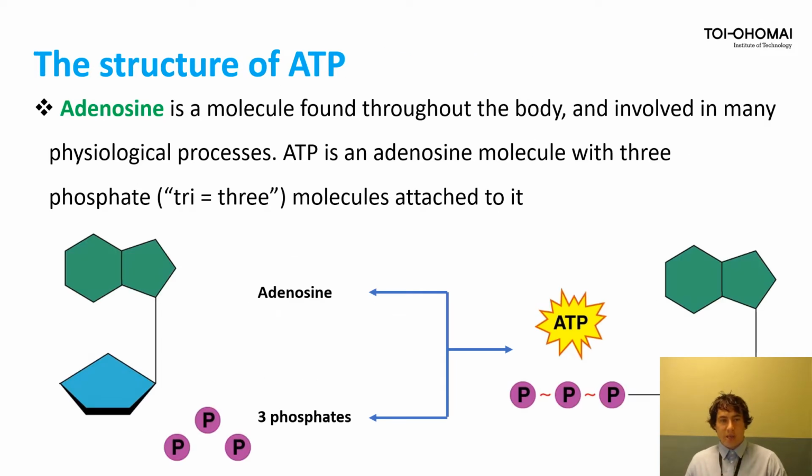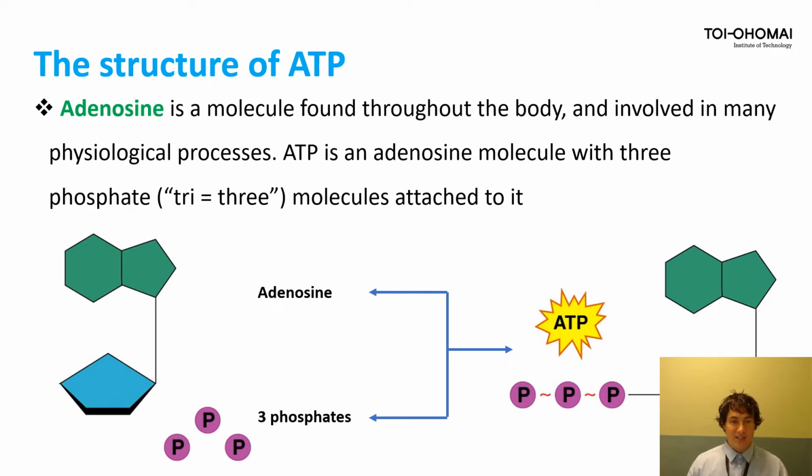The structure of ATP: adenosine is a molecule found throughout the body. It's also involved in many physiological processes. ATP is an adenosine molecule with 3 phosphate molecules attached to it. And the adenosine is actually a sugar molecule, a 5-carbon sugar molecule, with these 3 phosphates attached.